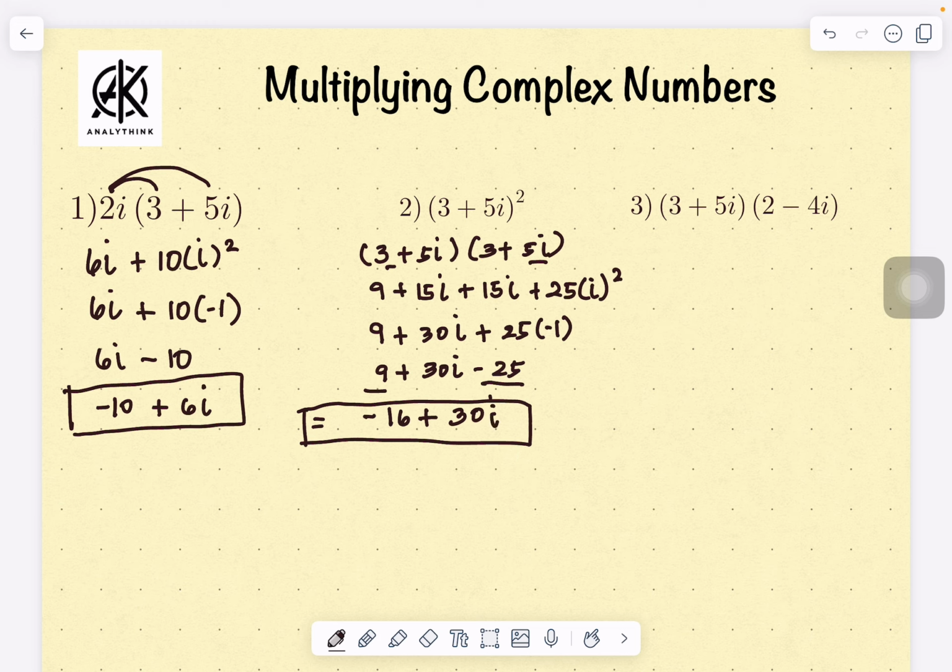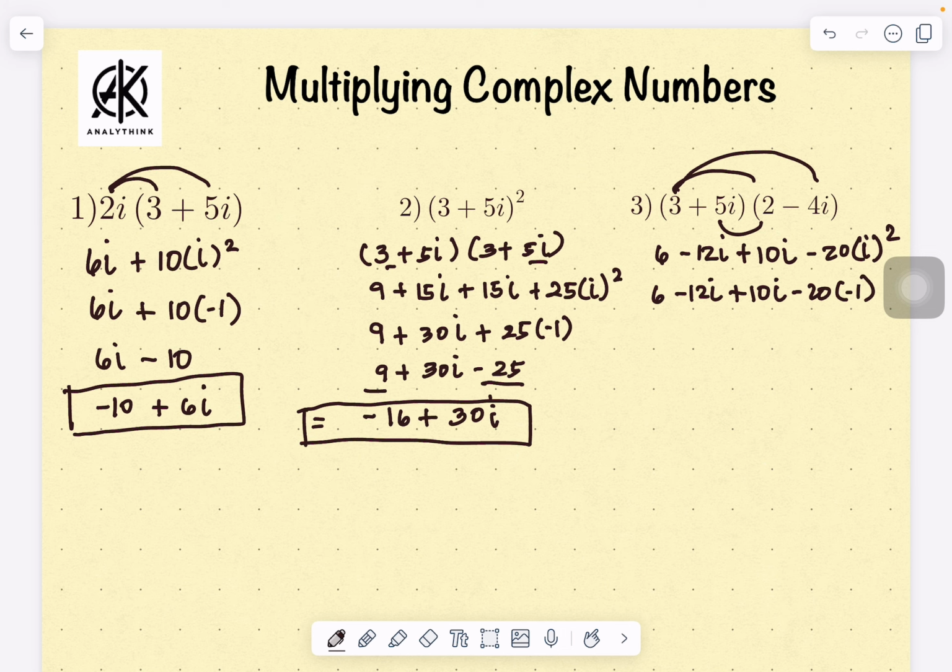Next, last example. So this one, we will also use the FOIL method. 3 times 2, you have 6. 3 times negative 4i, you have negative 12i. 5i times 2, you have 10i, and then 5i times negative 4i, so that would be negative 20i squared. Now simplifying this, you have 6 minus 12i plus 10i minus 20 times negative 1.